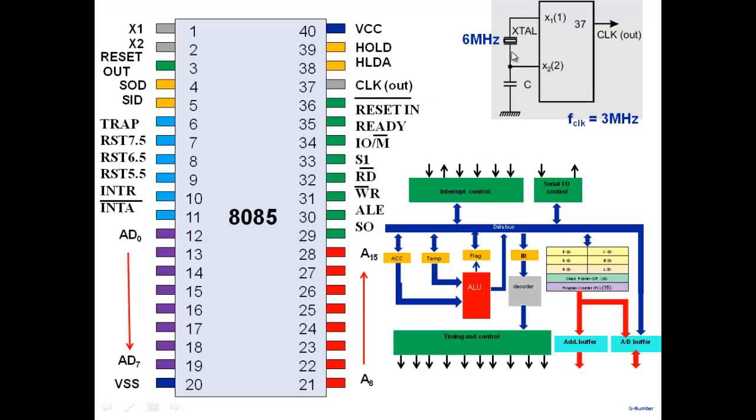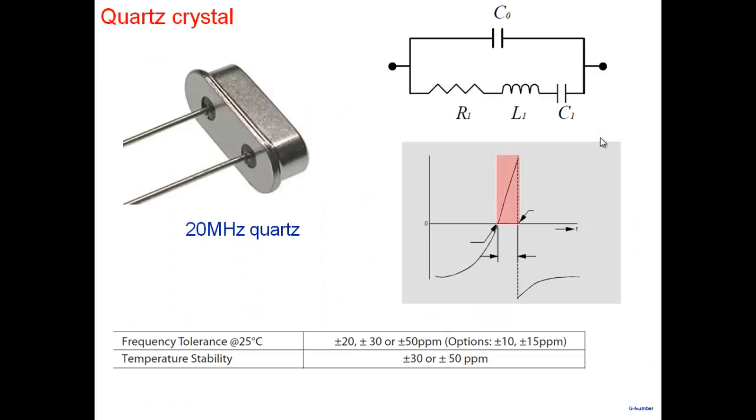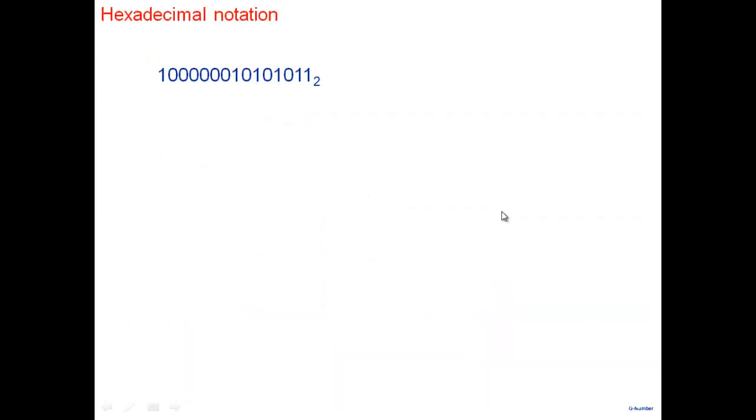A very stable, let's say, 6 megahertz quartz crystal, and then you end up getting an internal, very stable clock of 3 megahertz. All right, so this range is very, very narrow here.